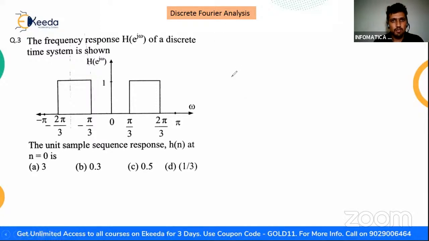Frequency response H of e to the power j omega is given by this. Now what we have to find out is the sequence h[n] value at n equals 0. Since we know the relationship between these two, if we write h[n], it is given by 1 upon 2 pi, integral from minus pi to pi.